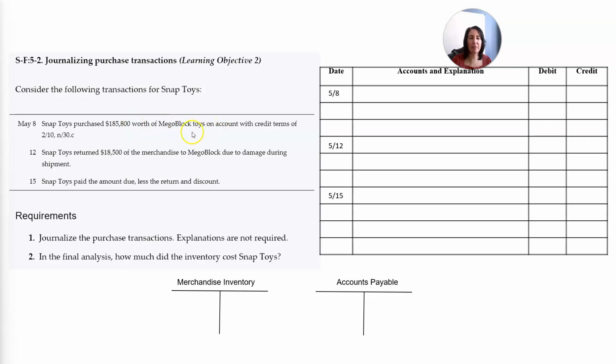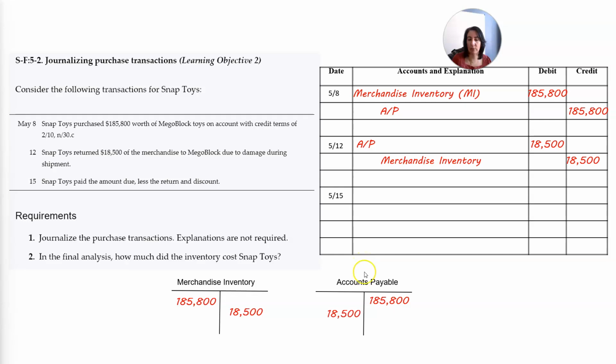They purchased $185,800 worth of toys on account with credit terms of 2/10 net 30. So merchandise inventory, accounts payable, and merchandise inventory, accounts payable. They returned $18,500 due to damage. Okay, so we're going to reduce the amount that we owe. Accounts payable, merchandise inventory, same as we did before. We're going to reduce these two accounts.